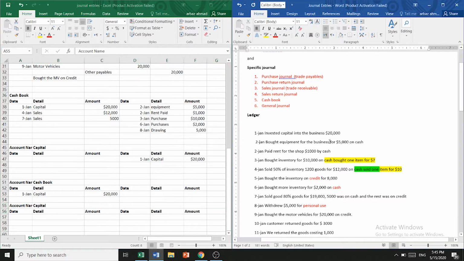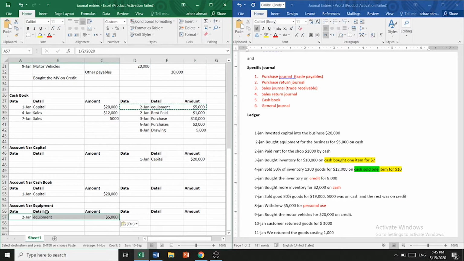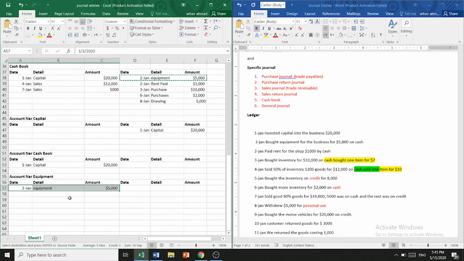So moving on to the next transaction, that was on 2nd January we bought the equipments, and that was this. It means we are going to open an account with the name of equipments, and then we are going to debit equipment. Why debit? Because it's an asset, and when we buy something we are getting it. Okay, so let's credit the cash book also.